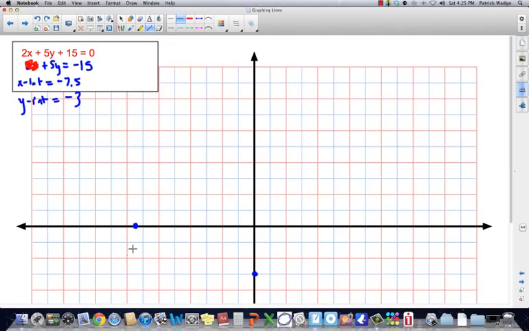You take a ruler, like that, and like that. Put some arrows on the end and you're finished.